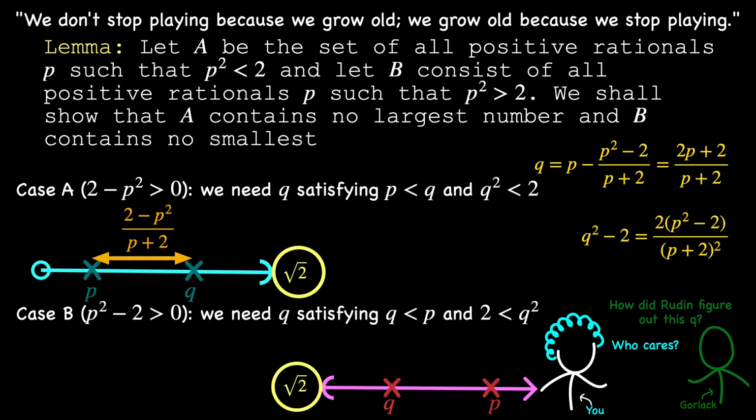Here is the cool part. The math checks out. As long as our original guess p wasn't too far off, p squared is less than 2, this formula ensures our second attempt q lands safely in the zone.